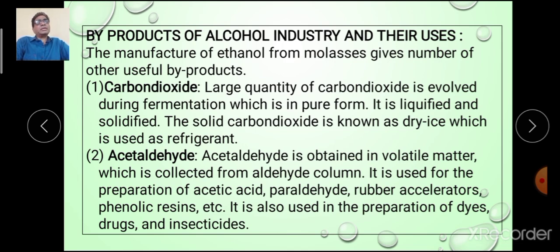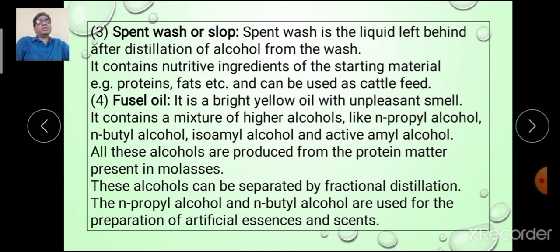The third byproduct is the spent wash. It is the liquid left behind after distillation of alcohol from the wash. It contains the nutritive ingredients of the starting material, that is protein, fats, and therefore can be used as a cattle feed. Then last byproduct is the fusel oil.